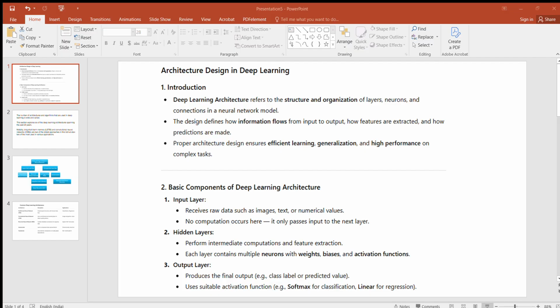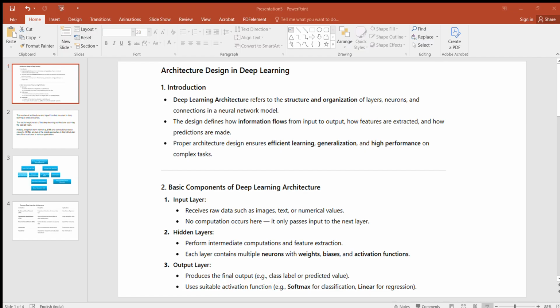We want to know how we need to describe the deep learning architecture. First we will see the introduction. Deep learning architecture refers to the structure and organization of layers. Basically, what kind of structure we have to decide. Organization of layers means the input layer and the output layer will not change, but only the hidden layers will change. How many hidden layers are needed is the main thing. Depending upon the application, you have to decide how many hidden layers are to be taken.